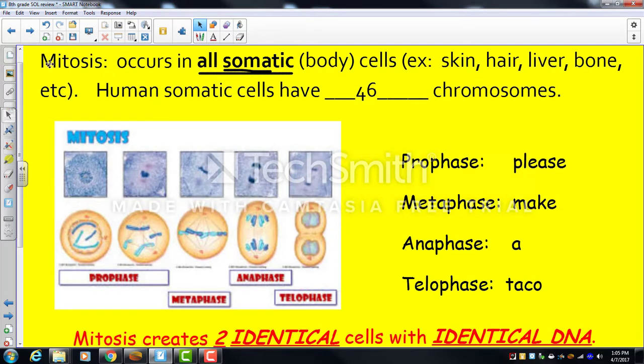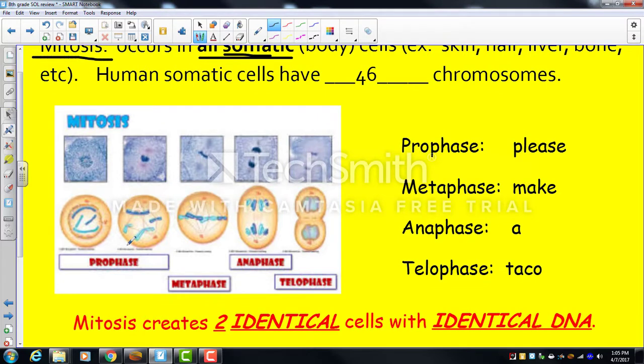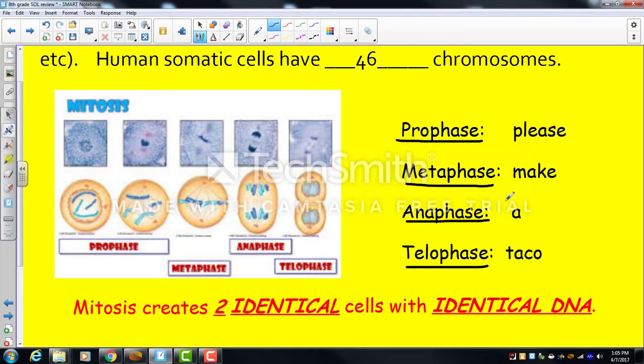Now, mitosis, getting back to that, let's underline the word mitosis. This is stage two. It's a really important stage because this is where the cell begins to divide. And like I said, it has four phases: prophase, metaphase, anaphase, and telophase. We remember that in my class, please make a taco. And these are pictures of what is happening.